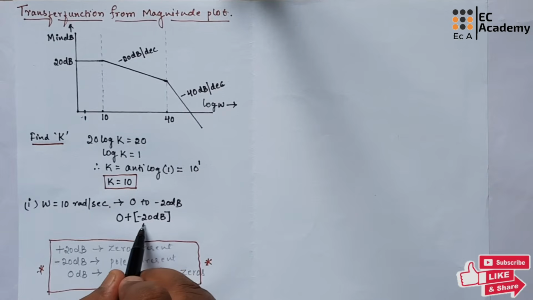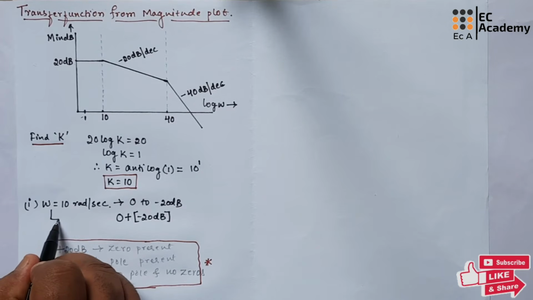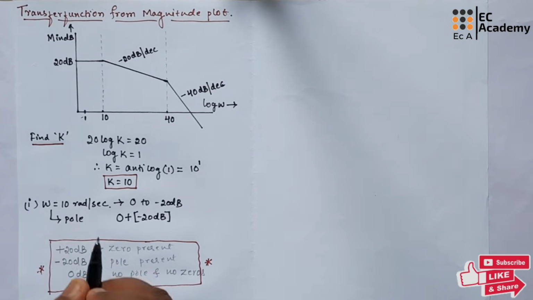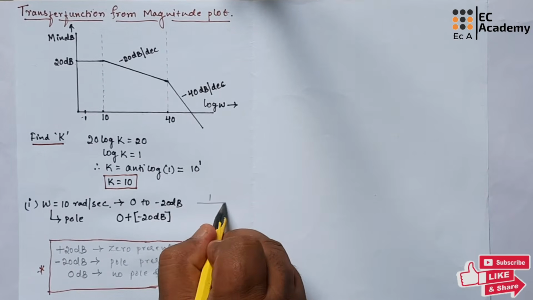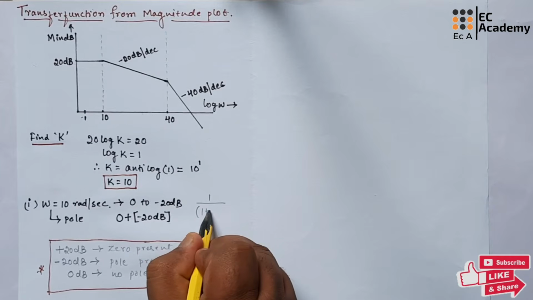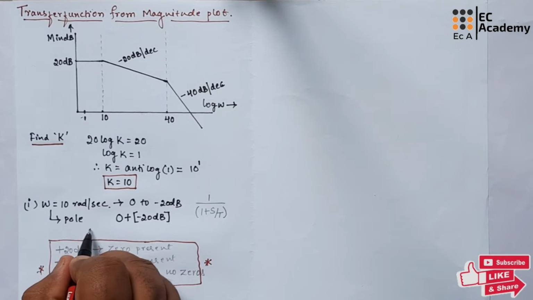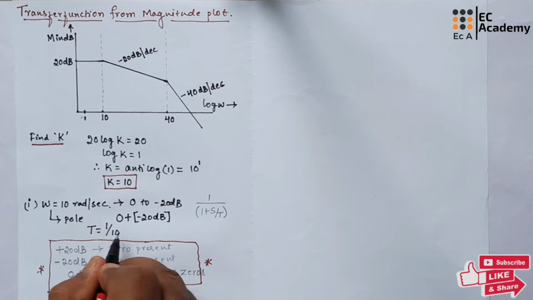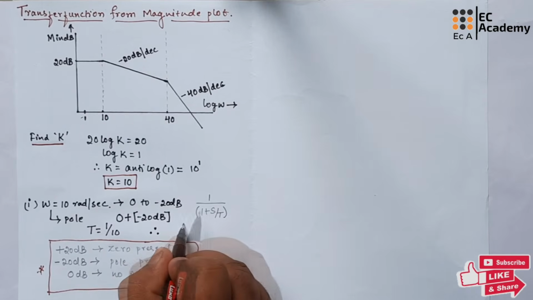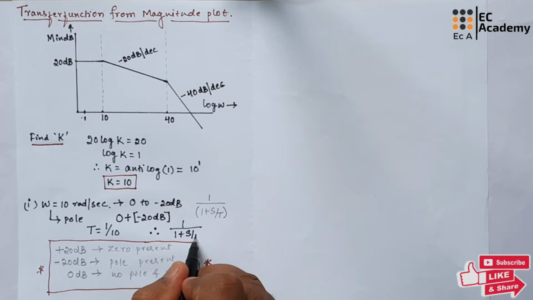So here we have minus 20 dB, which means a pole is present. That's why we can say omega is equal to 10 radians per second is a pole. We know the standard expression for writing a pole. We can write that as 1 divided by 1 plus s by T. Since omega is equal to 10 radians per second, T is the inverse of omega, so we can write that as 1 by 10. Therefore, we can write 1 by 1 plus s by 10.